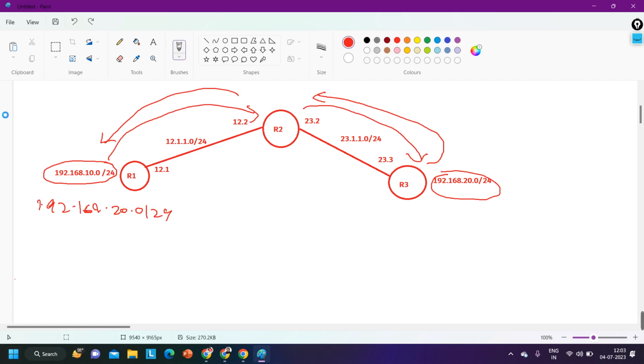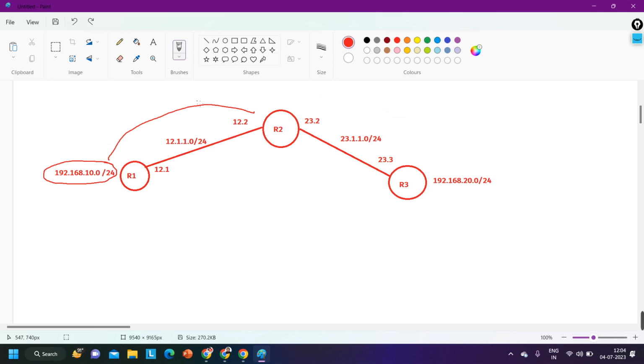This is how router 1 and router 3 will learn the indirectly connected networks, and router 2 will also learn 192.168.10.0 and 192.168.20.0. Router 2 will learn both networks, 10.0 from router 1 and 20.0 from router 3. Let's say here I have one more router, Router 4.